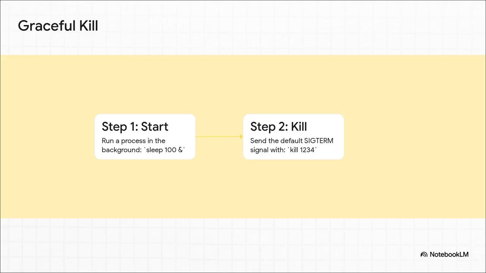That's its process ID, or PID. Let's say it gives you 1234. Then you just type kill 1234. That's it. By default, that sends the polite SIGTERM signal we just talked about.